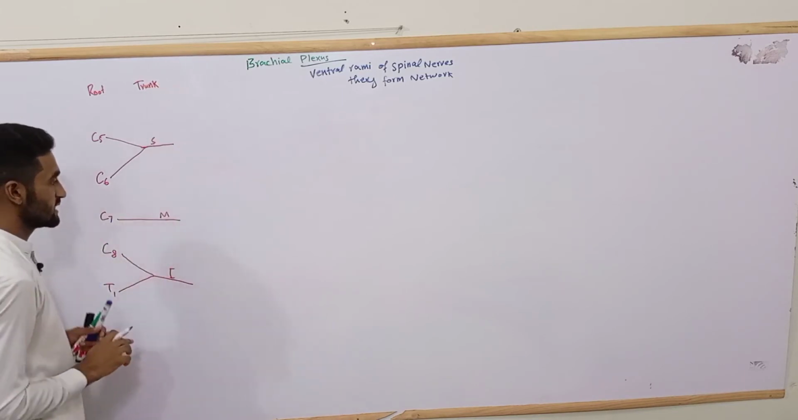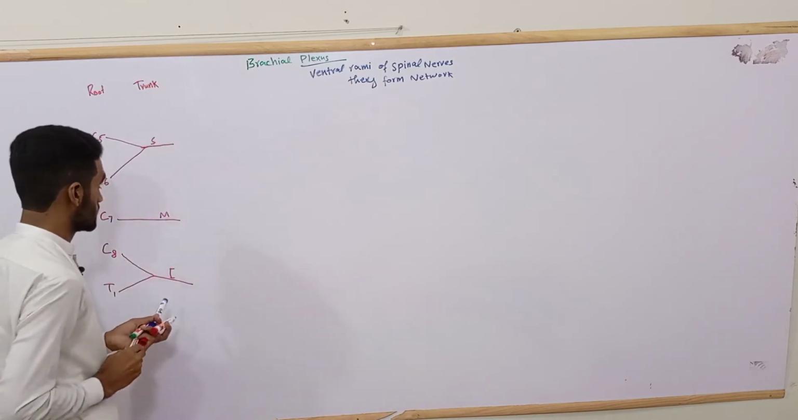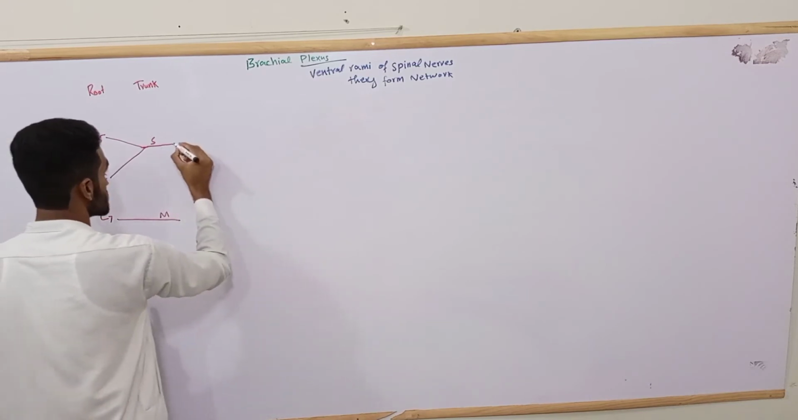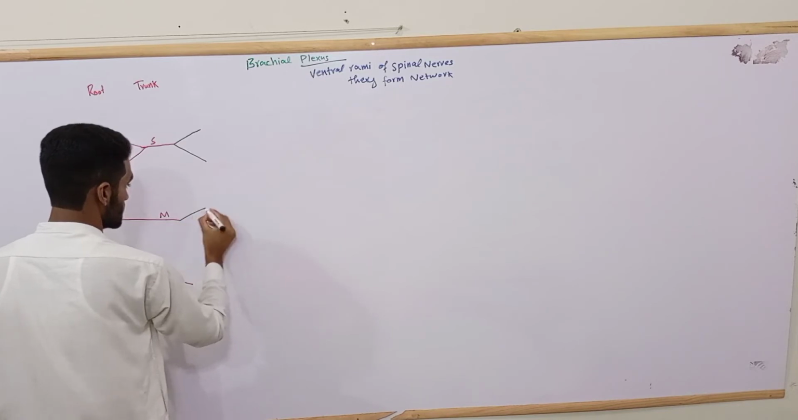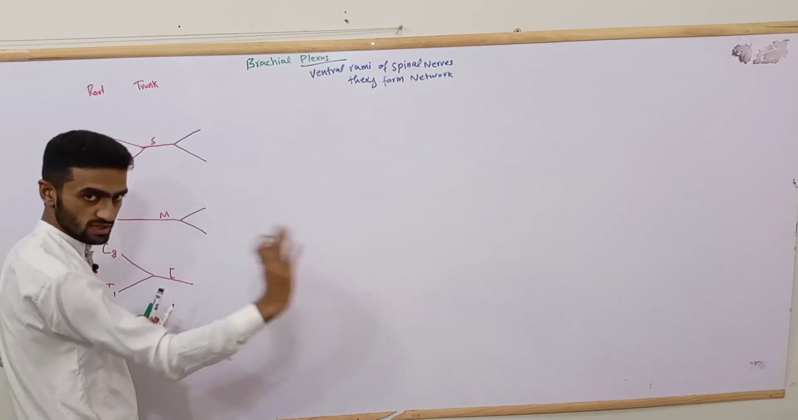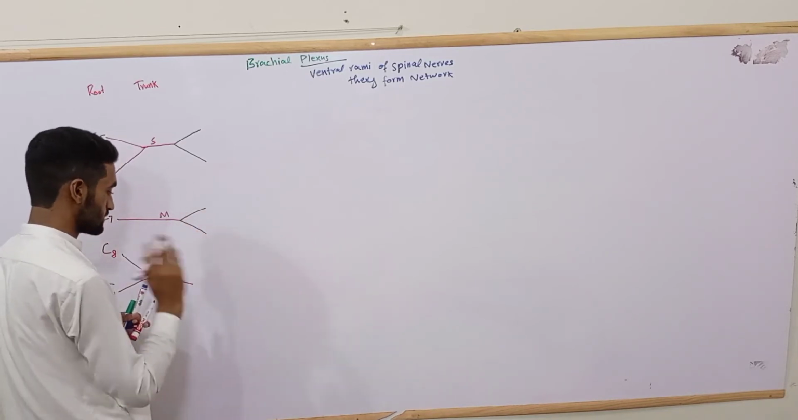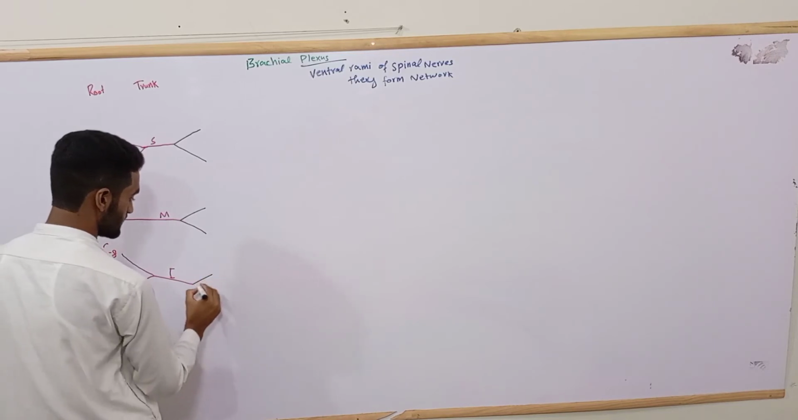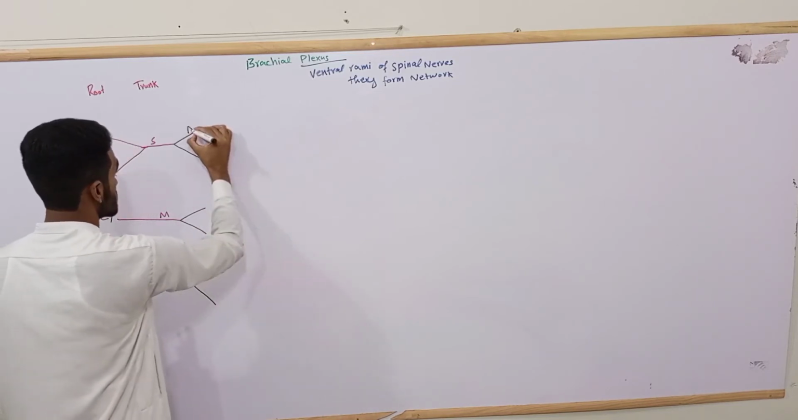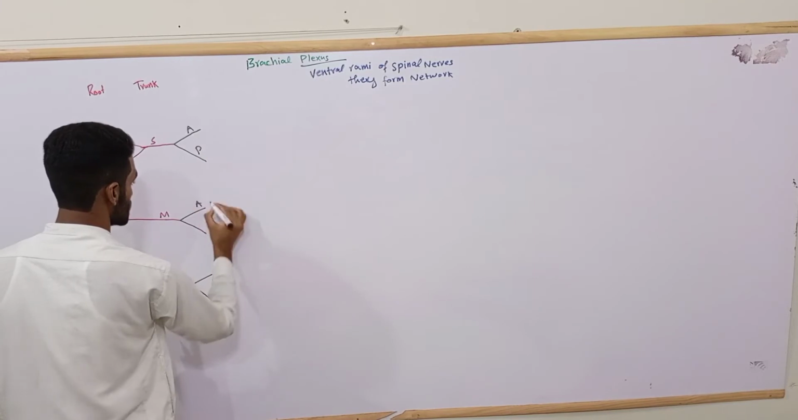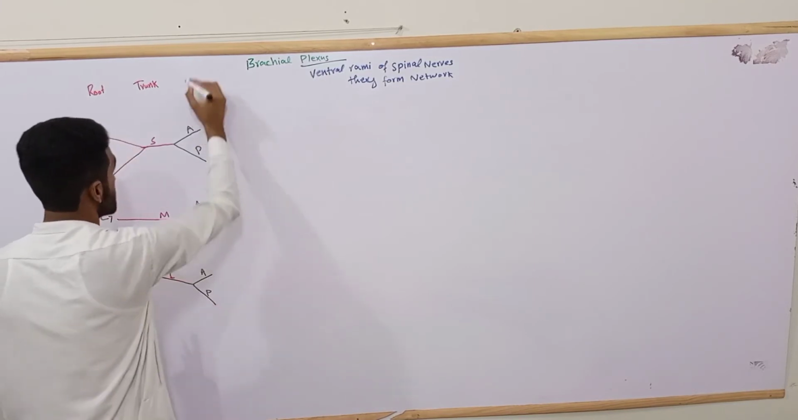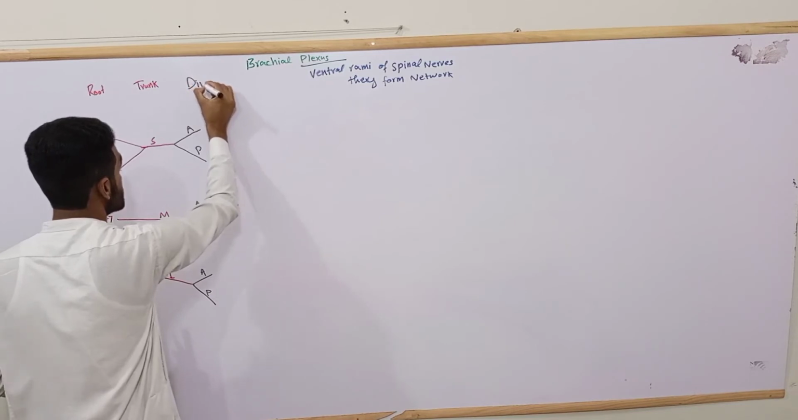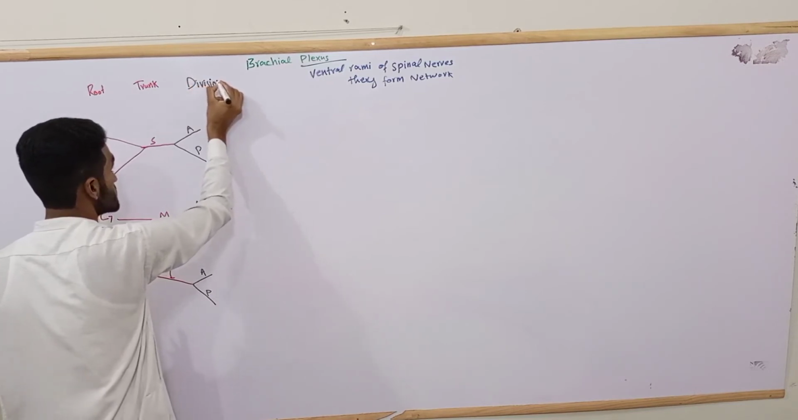Each trunk divides into two, the anterior division and the posterior division. Anterior means something in front, and posterior means something at the back. So these are the divisions of your trunks, anterior and posterior. I think this is clear.